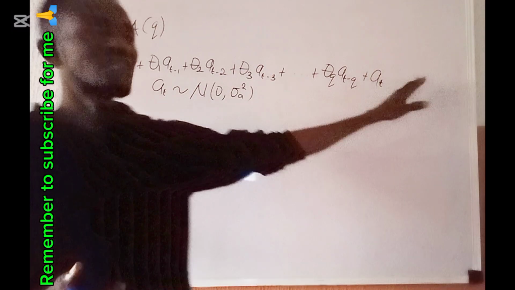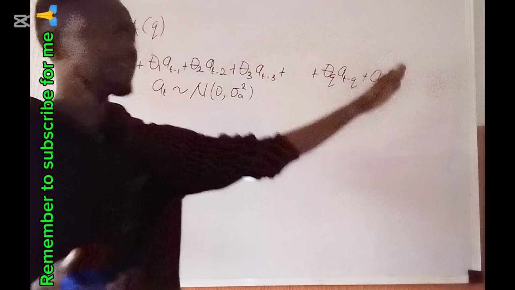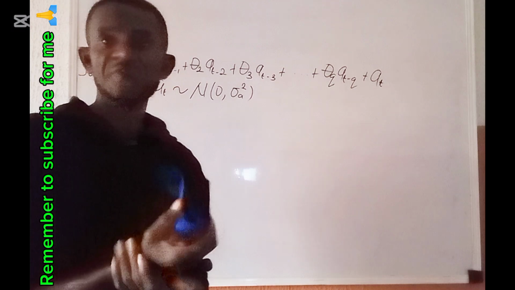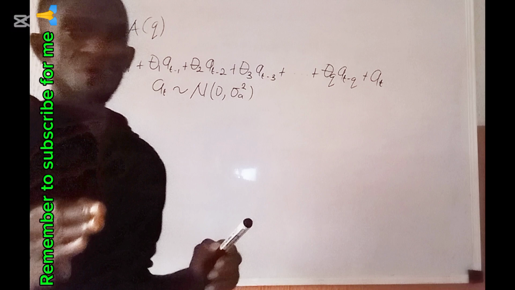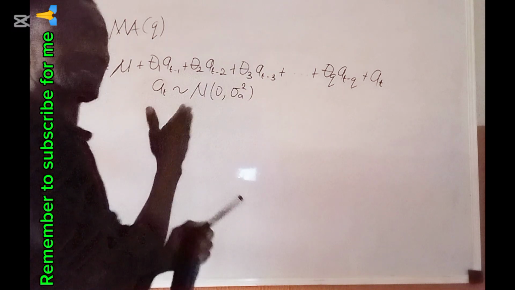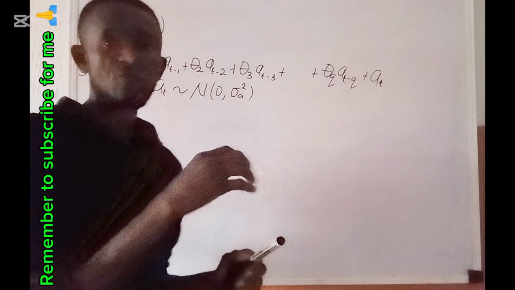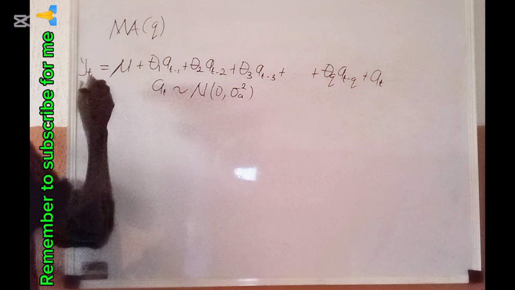The first thing we said we are going to look at is the model, and the model has been written. The next thing is to look at the mean of the moving average model of order Q. When you are to find the mean of any model, what you do is to take the expected value of both sides of the equation. So by taking the expectation, this is what I'm going to have.